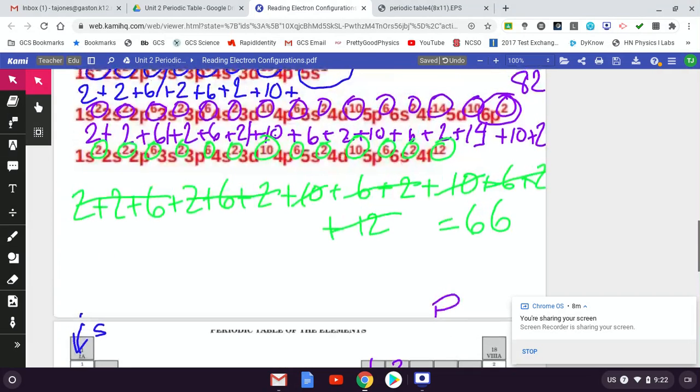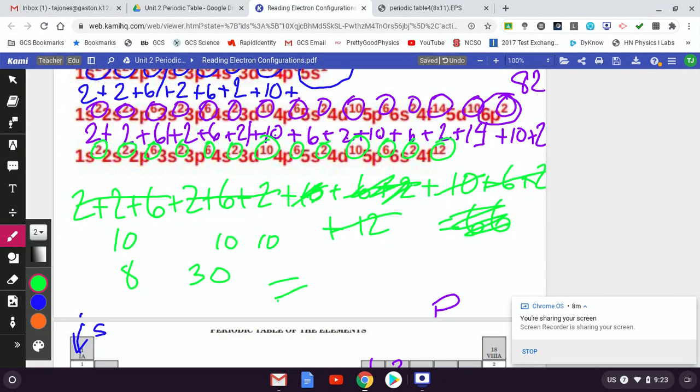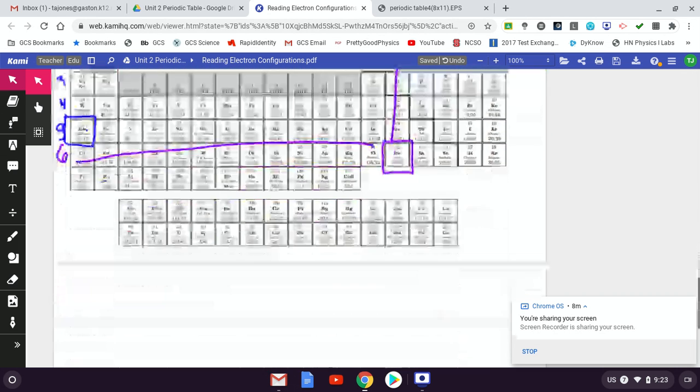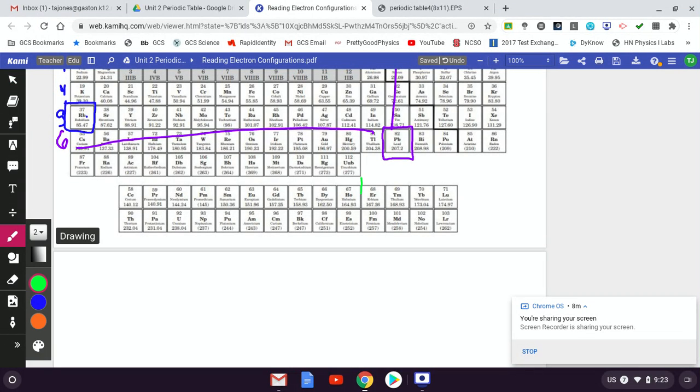No, looks like I didn't get that right. Let's go back and check my counting. 2 plus 2 plus 6 is 10. 2 plus 6 plus 2 is 10, plus another 10, plus 8, plus 18 and 12 is 30. Ooh, I missed a 2 somewhere. Right? Use a calculator. Don't be fast and sloppy. It's not 66. It's 68. So come on down here. Element number 68 is erbium.